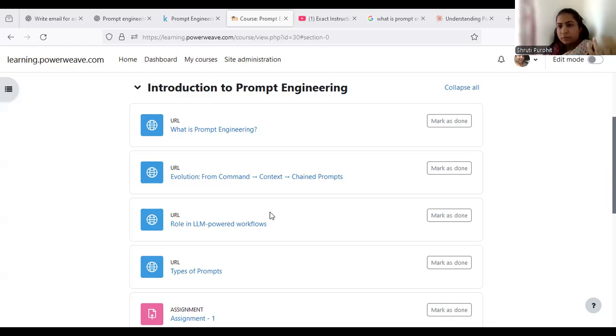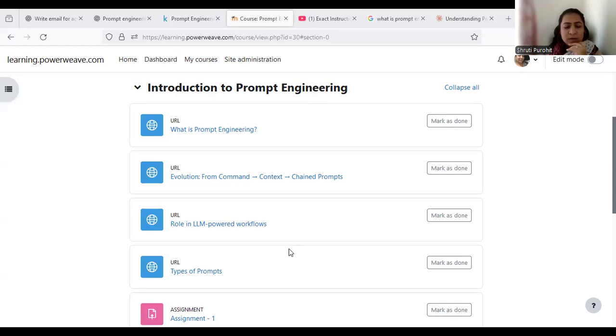There are different LLMs, and different ways prompt engineering works in different LLMs. Then there are different types of prompts, and how output differs when you change the prompting techniques. So these four things are mentioned in this introductory section.